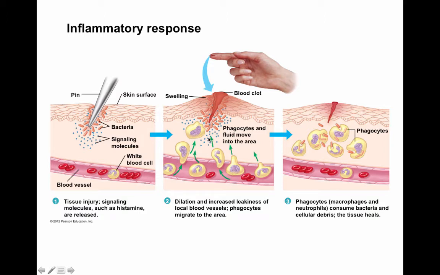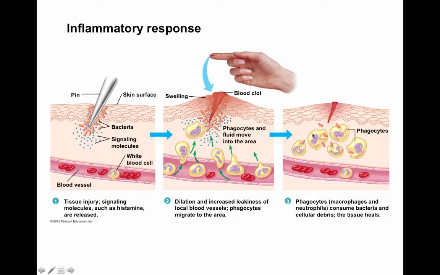And you can see these phagocytic cells here are doing that. This rush, this leaving of fluid and cells into the area, this actually causes the swelling. Dilation of the blood vessels causes the redness. Also, swelling is going to put pressure on nerves and cause pain, so there's going to be a few signs and symptoms associated with this.